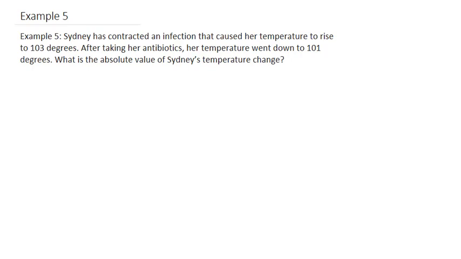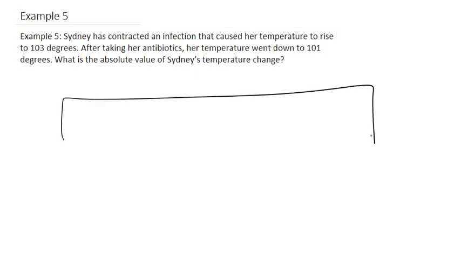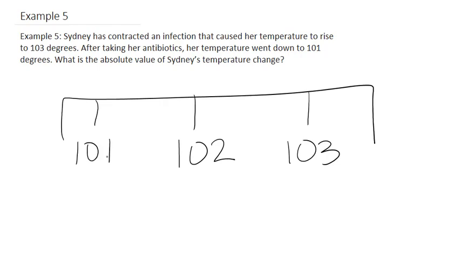Example 5. Sydney has contracted an infection that caused her temperature to rise to 103 degrees. After taking her antibiotics, her temperature went down to 101 degrees. What is the absolute value of Sydney's temperature change? So to answer this question, let's first draw a number line. Begin by labeling the numbers from right to left, beginning with the highest temperature reading of 103. Then 102, and last 101.